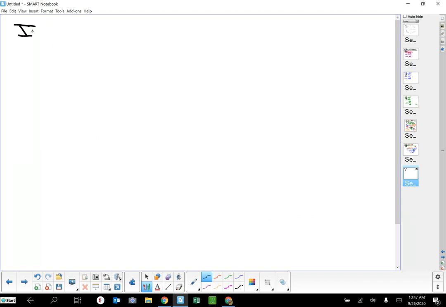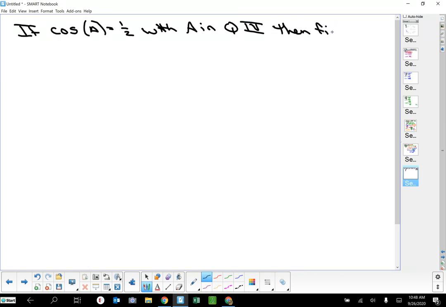Let's see. If cosine of A is 1/2 with A in quadrant 4, so this is similar to the first problem, then find cosecant of A over 2. Okay, so again, you need to determine if this is a double angle, half angle, or a reduction formula.